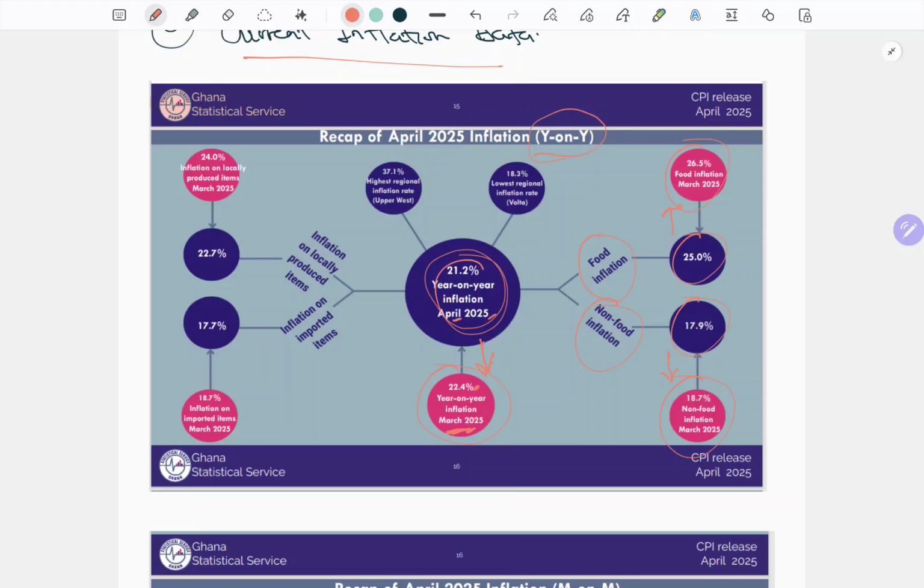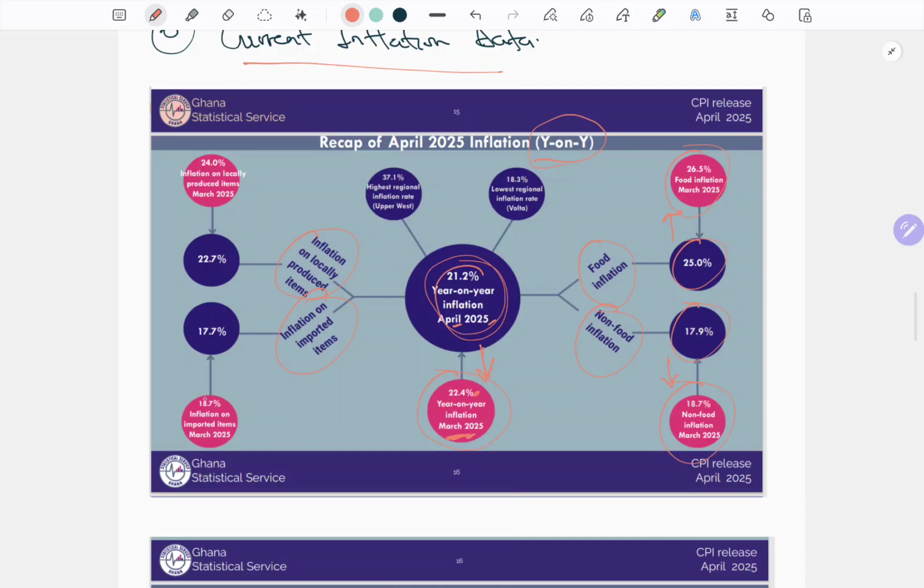to 21.2. Now let's come to the left, where we segregate them into locally produced and imported. For imported, inflation also went down from 18.7 the previous month to 17.7. And again, for locally produced items, it went from 24% to 22.7%. This is how the inflation data looks on a year-on-year basis.